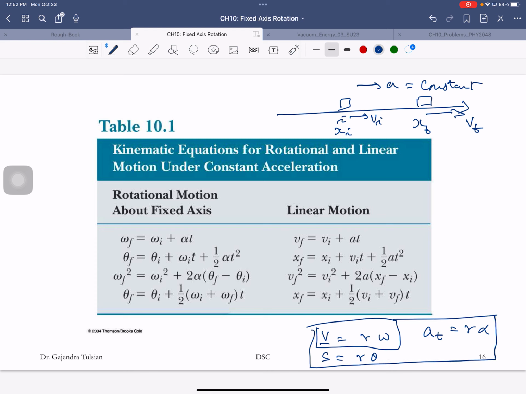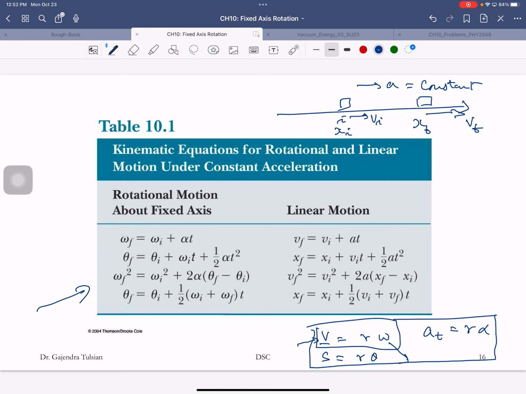You absolutely have to use radians. Whenever you relate linear quantities to angular quantities, the units have to be radians. Here you can use anything you want: degrees, revolutions, radians, and whatnot.